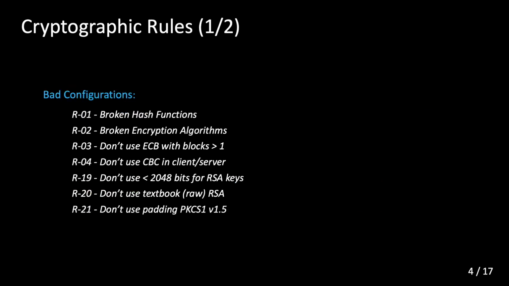Some rules forbid the use of specific configurations of the cryptographic algorithms. For example, Rule 2 forbids the use of broken encryption algorithms, such as DES. Another example is Rule 20, that forbids the use of RSA without padding.